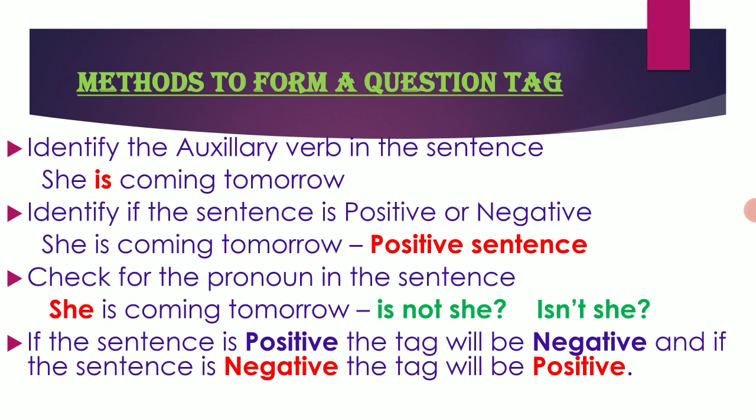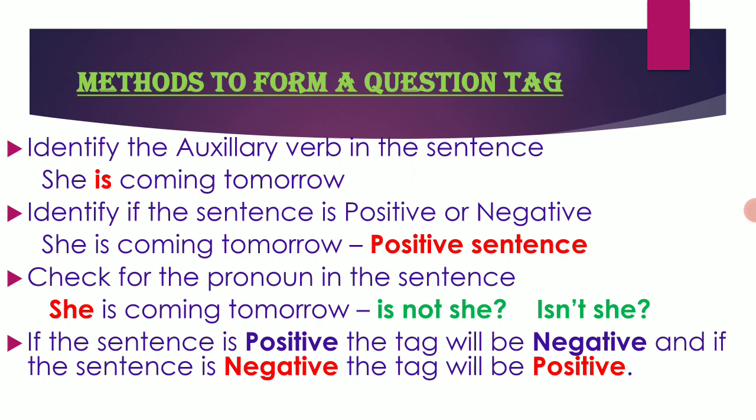So "is not" will be written as I-S-N, and in place of O, we will replace it with an inverted comma and then T will be written. So it will be written as "isn't she". So "is not" is put together and it is written as "isn't she". So this is the tag which we have framed now. So, she is coming tomorrow, isn't she? This is a tag, which is a very short question asked generally to confirm the sentence.